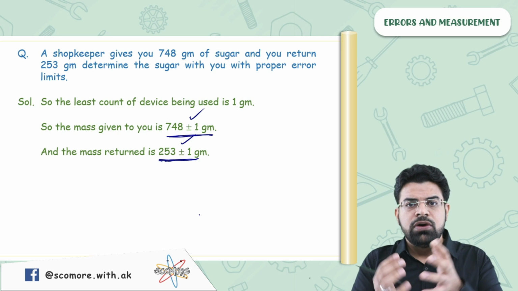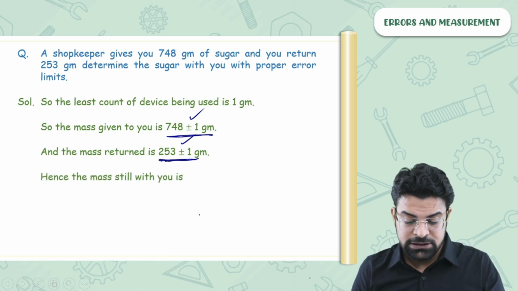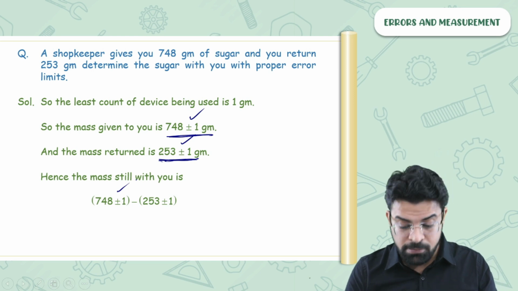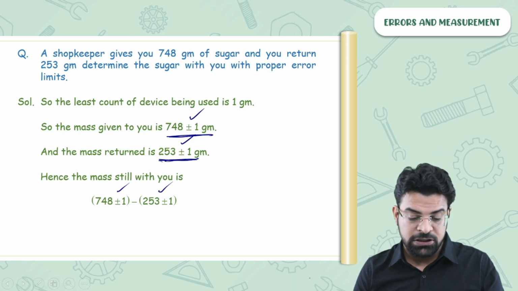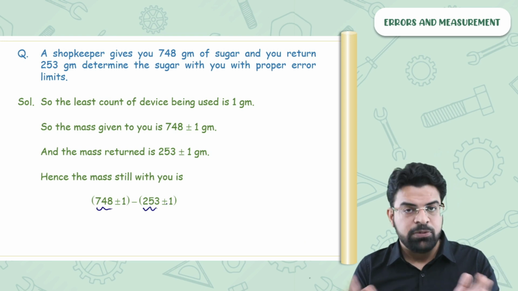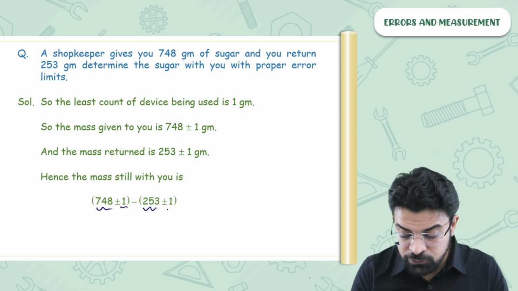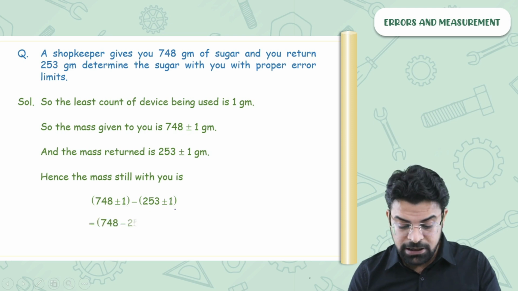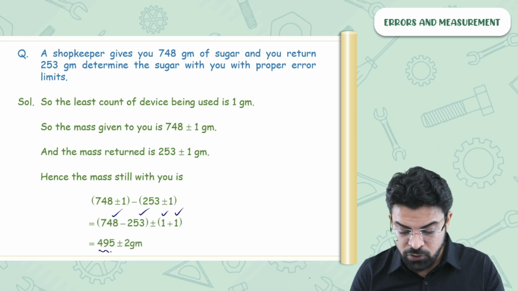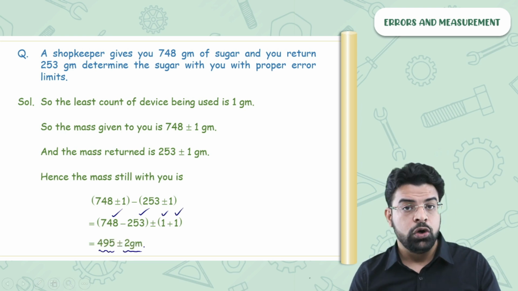So how much do you have left with you? You will simply subtract. Hence the mass that is still with you is 748 plus minus 1 minus 253 plus minus 1. Here we are subtracting, so the absolute part you will subtract, but the error part will get added. So what you will be left with is 748 minus 253 plus minus 1 plus 1. So you get 495 plus minus 2 gram. Okay.